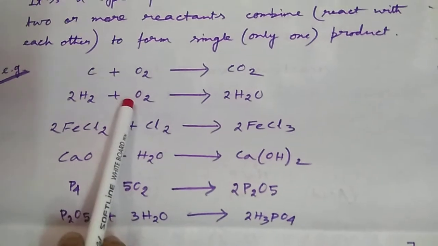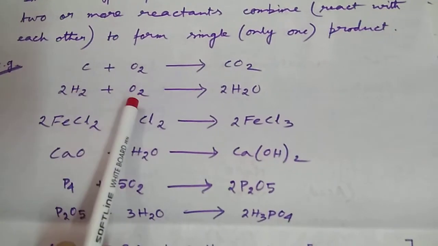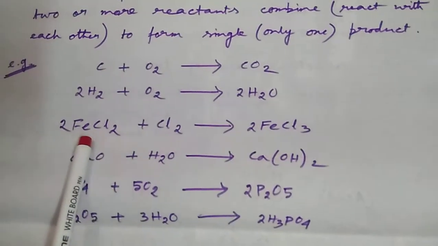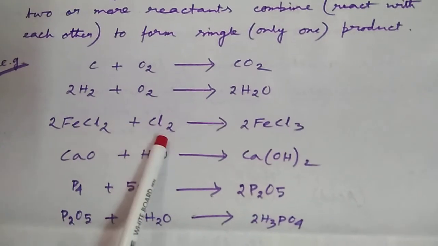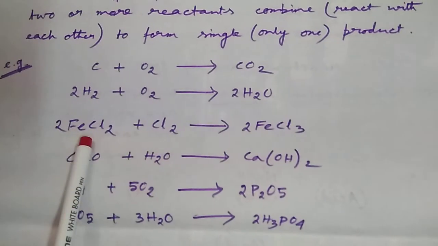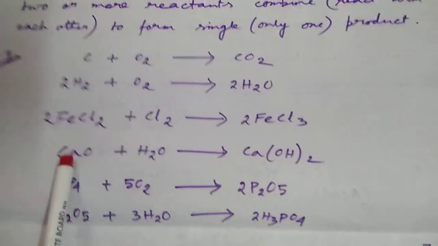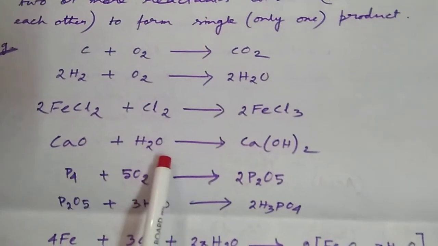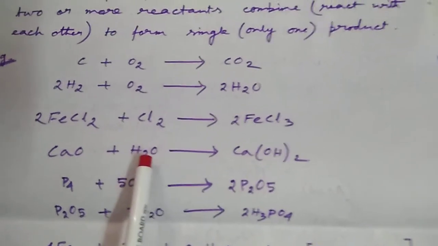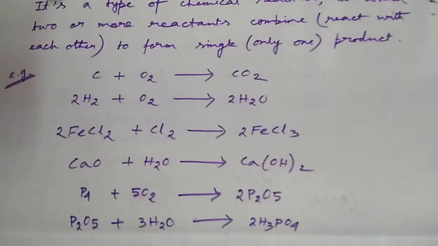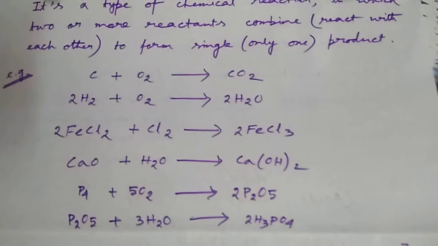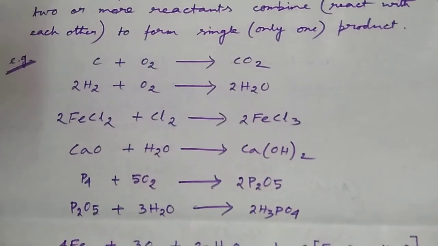In the first two cases, both the reactants are elements. In the third case, one reactant is an element, one reactant is a compound. In the fourth case, both the reactants are compounds. So, the reactants can be only elements, or only compounds, or a mixture of compound and element.